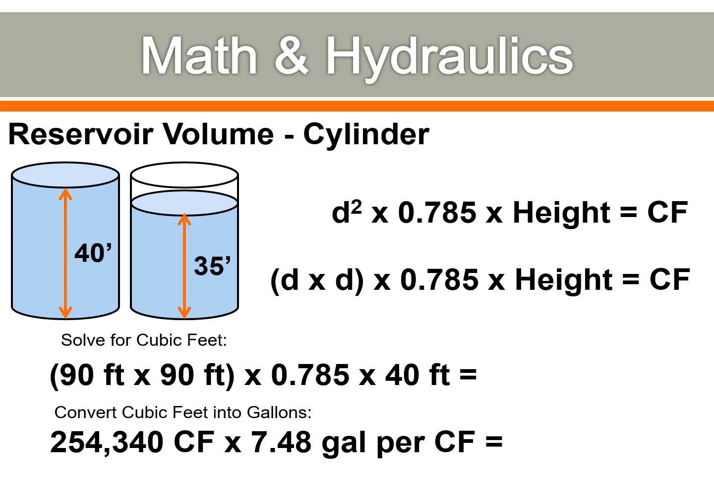So to solve for cubic feet, you need to take that diameter. In this example, the reservoirs are 90 feet in diameter. So 90 times 90 times 0.785 times 40 will give you 254,340 cubic feet. Then you would take that number and plug it into your problem, and you would get 254,340 times 7.48 gallons per cubic foot, and you're left with 1,902,463 gallons.